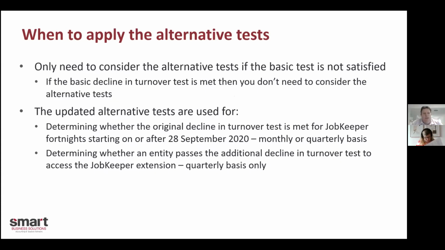So when to apply the alternative tests? Start with the basic test. If you satisfy the basic test, then we don't need to even look at these alternative tests, even if you are eligible. Some of the alternative tests, for example, is a significant increase in turnover. That can still be the case, but you don't have to use the alternative test unless you fail the basic test. So start there, then we look at the alternative tests.